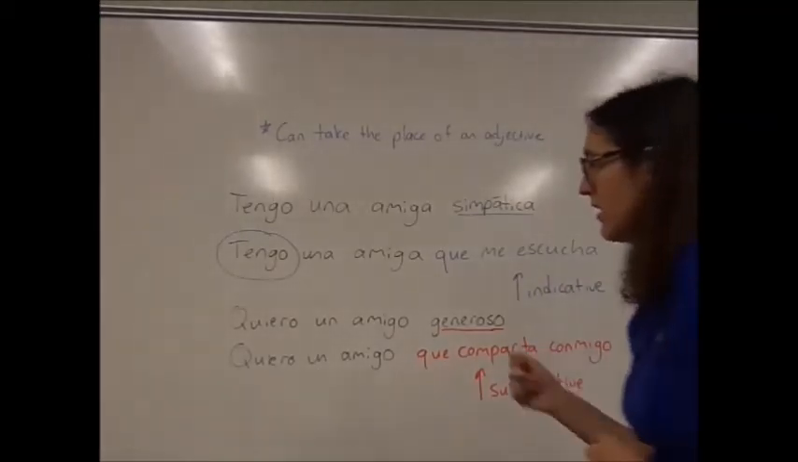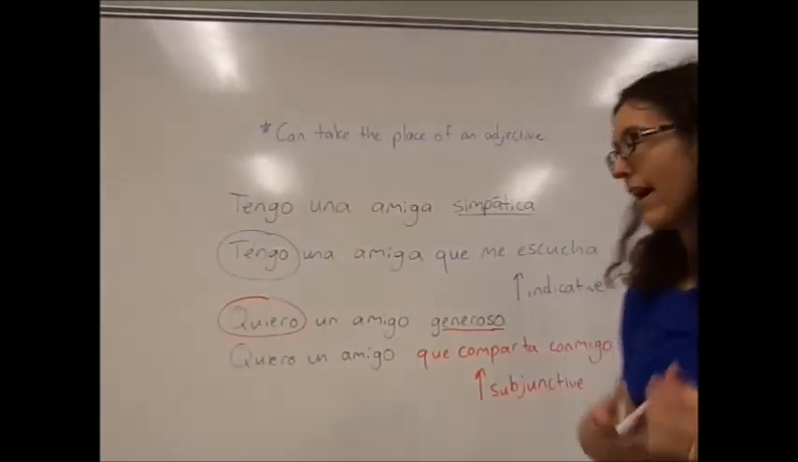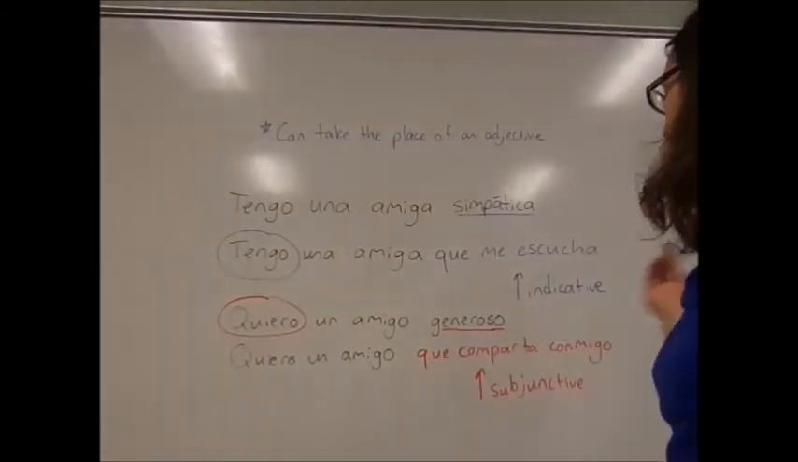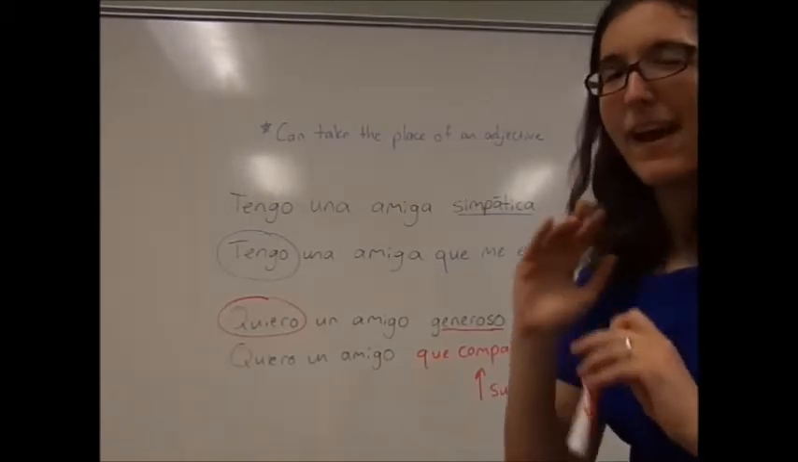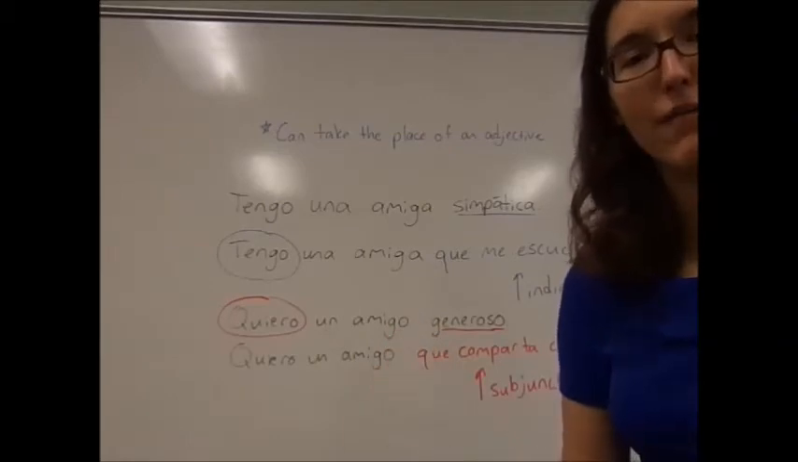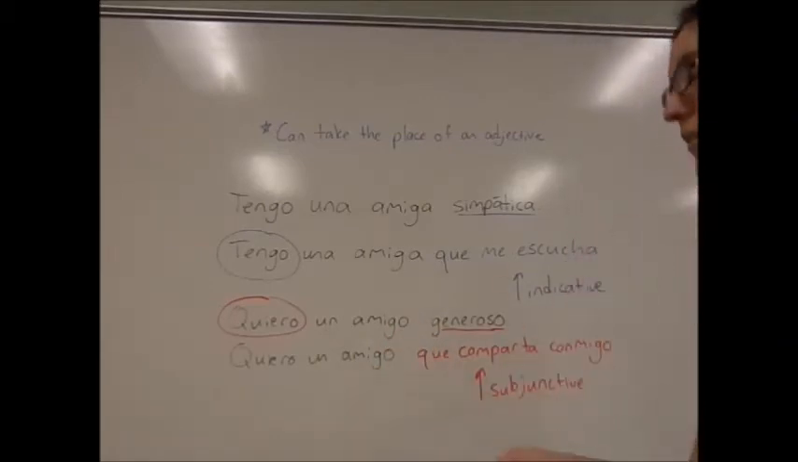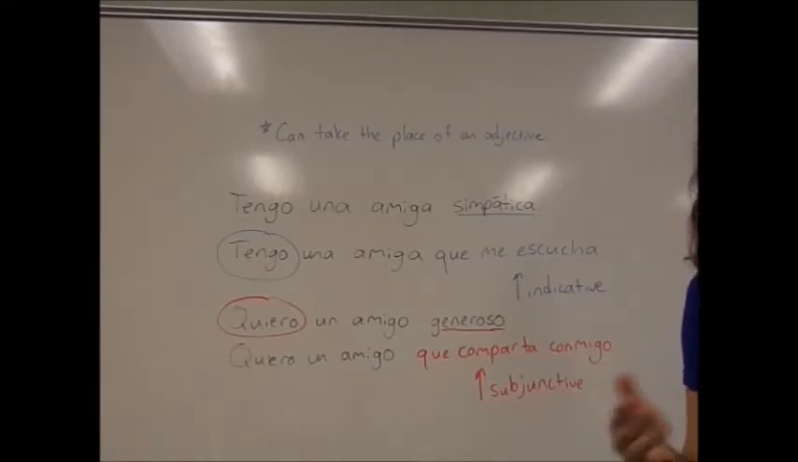Versus quiero. Quiero means I want. I want a friend who shares with me. That doesn't necessarily mean that I have that friend right now. And that doesn't necessarily mean that I'll find that friend in the future. And since I don't know if that person exists, I put the second part of the sentence, the adjective clause, in the subjunctive mood.